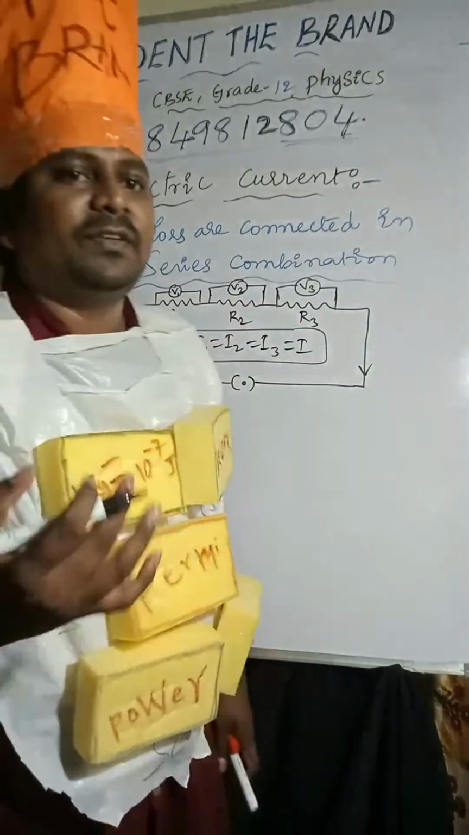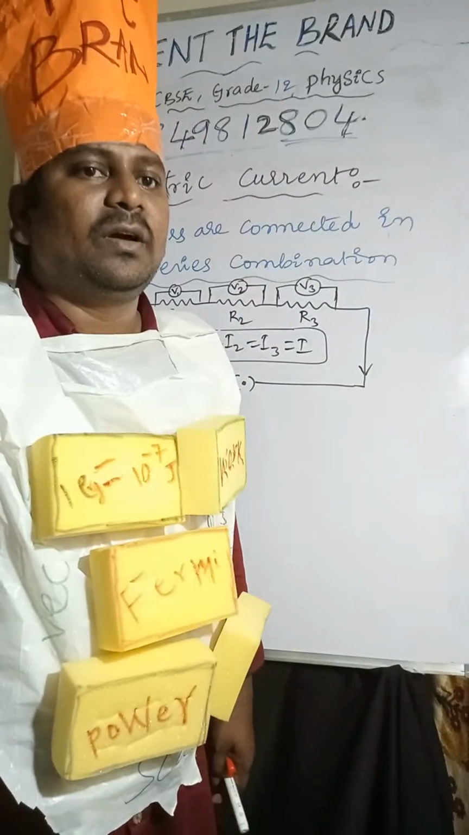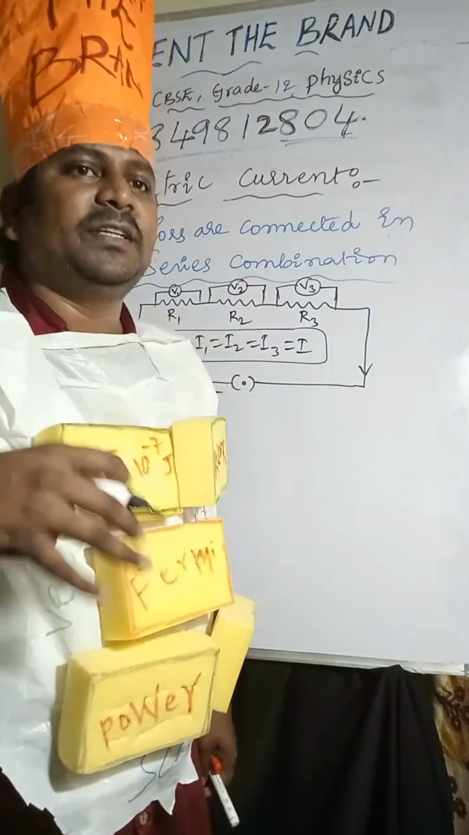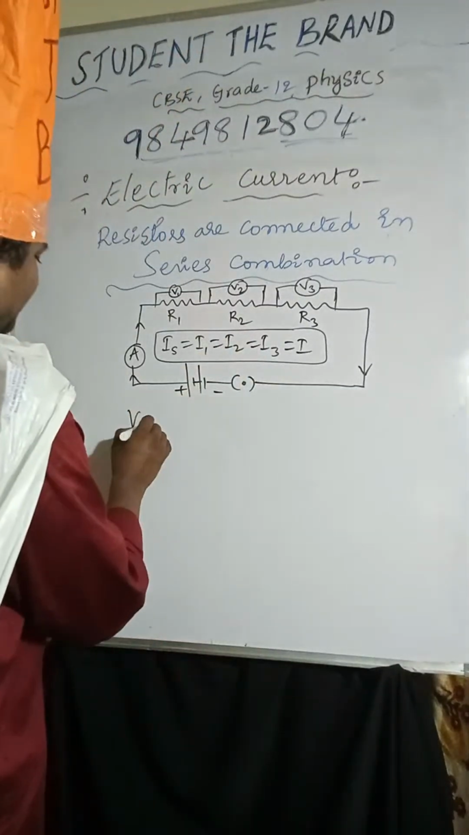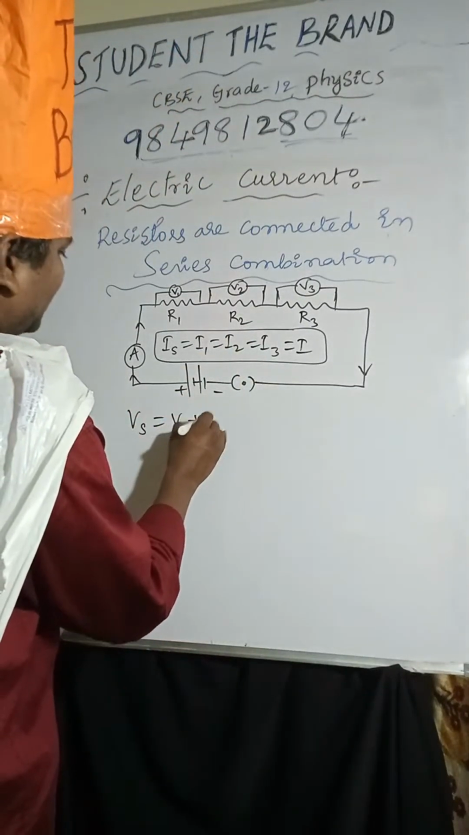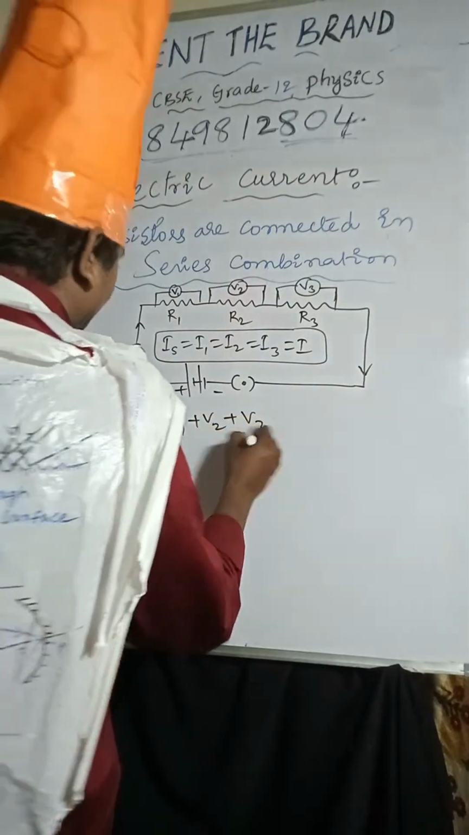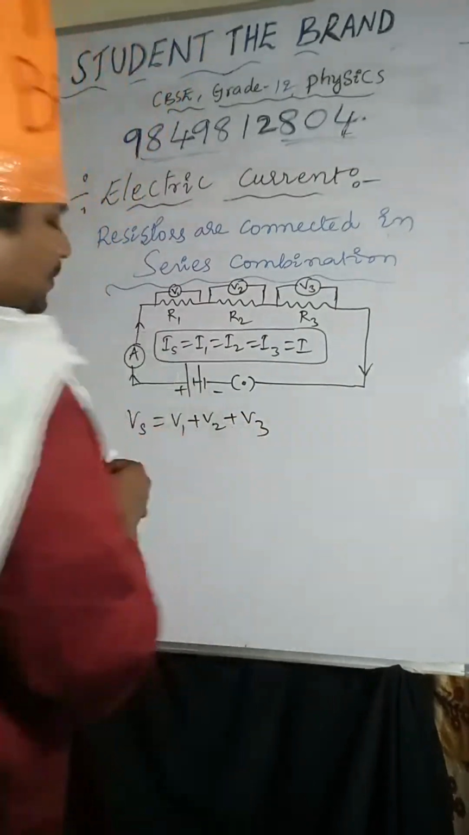But potential difference is different. Okay? Potential difference is different. So current is same, potential difference is different. So Vs equal to V1 plus V2 plus V3.